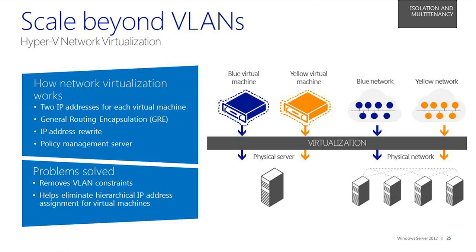What we tend to do is we use a technology called general routing encapsulation. We do IP address rewrite, and we do that by providing a provider address. So a virtual machine ends up with 2 IP addresses. One's a provider address that the hosting provider or the network actually has, and then there's the IP address that it had when it was put into a virtualized environment.